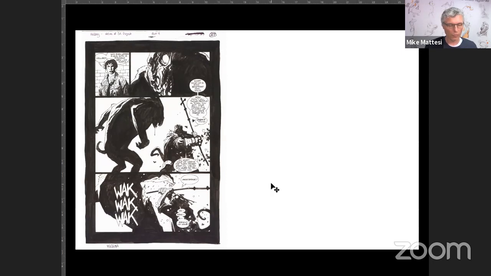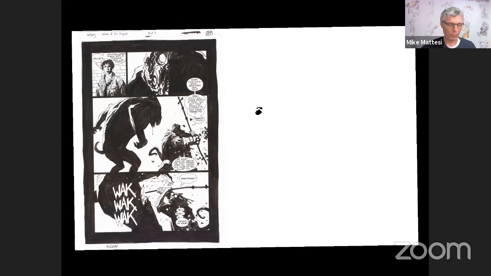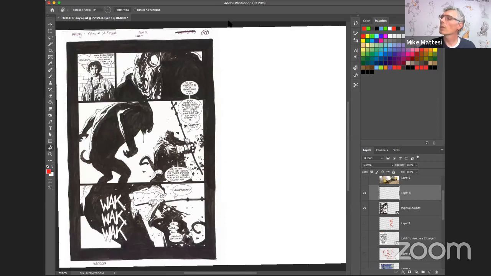Hold on, I have to get rid of this, and this has been driving me nuts. Brush. The smoothing is driving me bonkers.